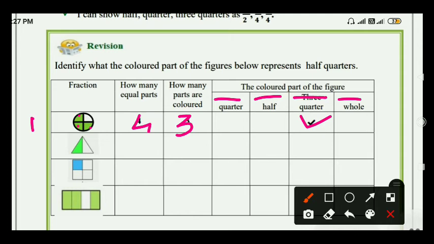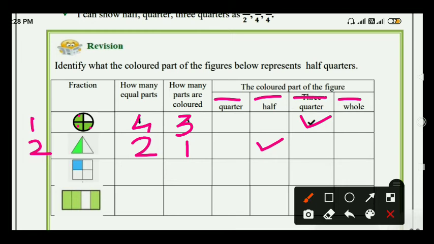Now go to the second figure. In this figure, how many equal parts are there? There are 2 equal parts. How many parts are colored? 1 part is colored. Then which fraction did we get? We got 1 upon 2 or half.